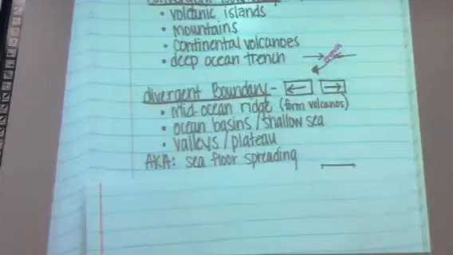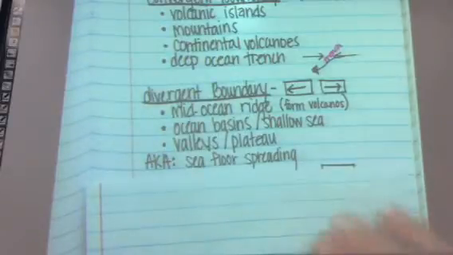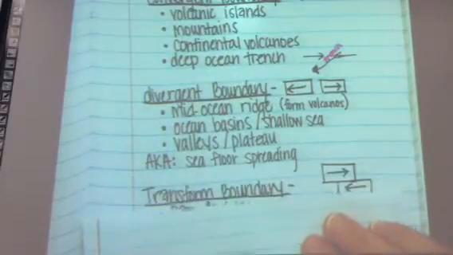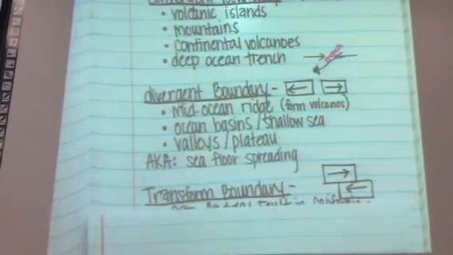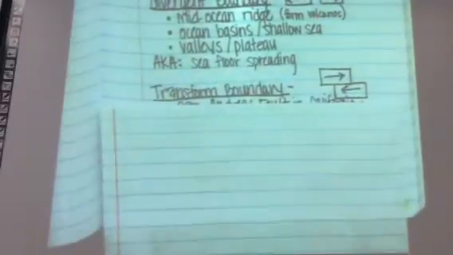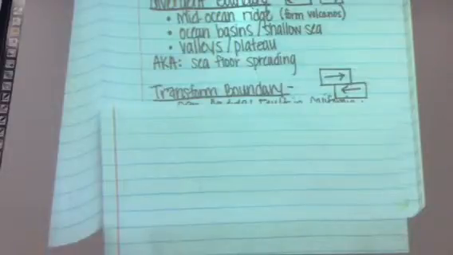All right? Next, we have transform boundaries. Transform boundaries are boundaries that move along each side of each other.